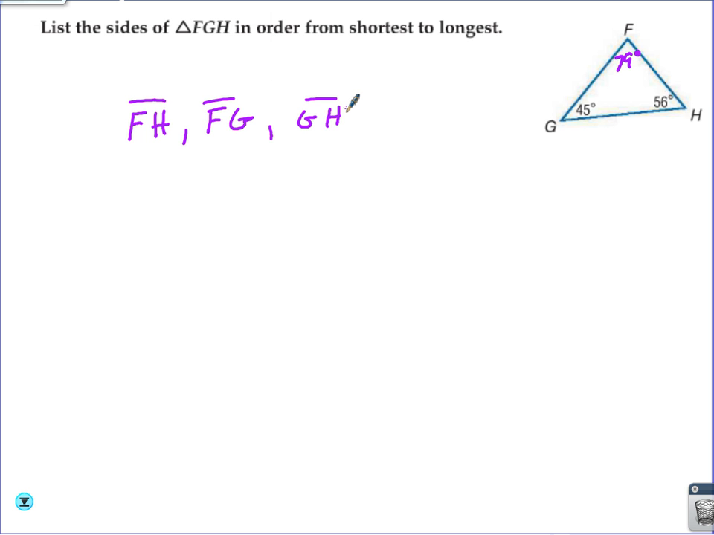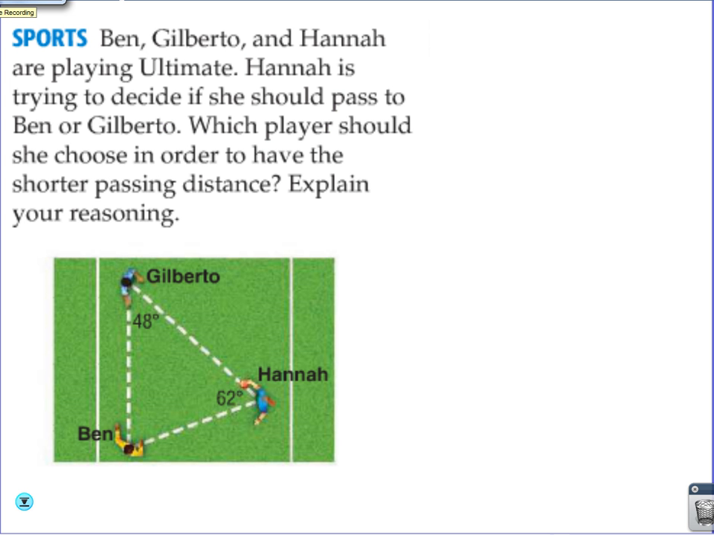Y'all good with that? Need to work another one of those. Word problem. Ben, Gilberto, and Hannah are playing Ultimate. Hannah is trying to decide if she should pass to Ben or Gilberto. Which player should she choose in order to have the shortest pass? Anybody find something odd about this problem?